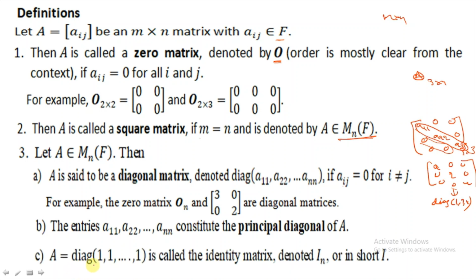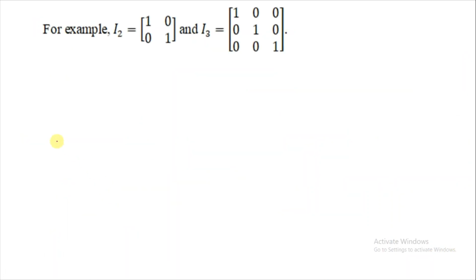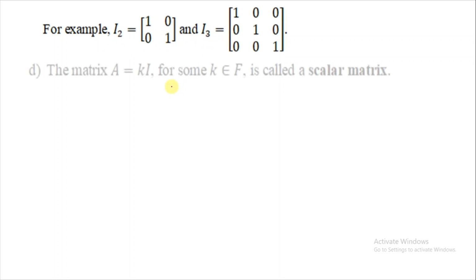Now, this is a diagonal matrix. This is an identity matrix. It's called the identity matrix denoted In, and in short form we simply write I. But this In represents the order. I2 represents order 2. This I2 means 1, 0, 0, 1. Like this one. Like the example already given, for example, I2, I3. This one.